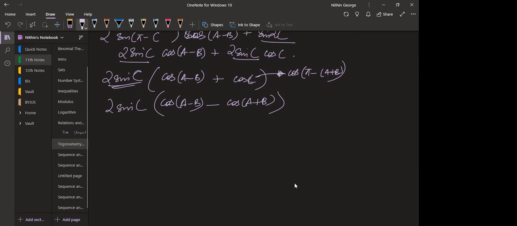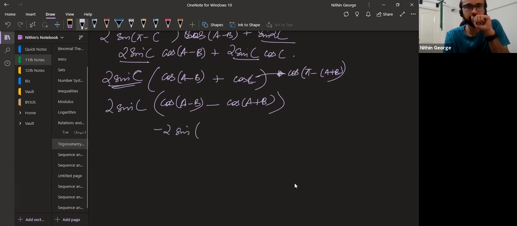Minus 2 sine of C plus D by 2. Apply the negative sign inside the angle. Exactly. So minus 2 sine, this plus this by 2. So that will become what? 2a by 2, which is a. And then sine this minus this by 2.